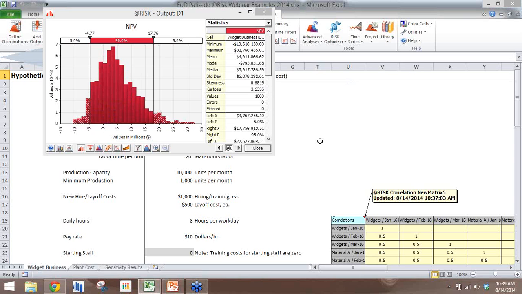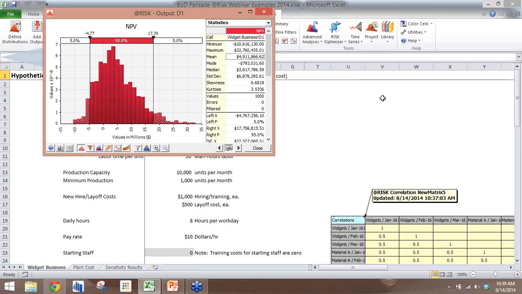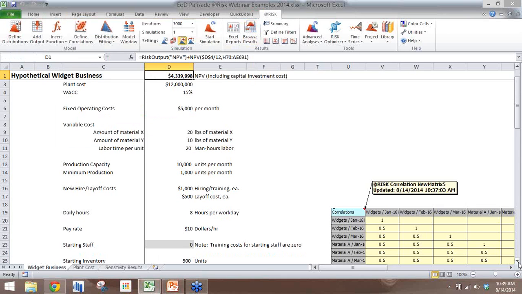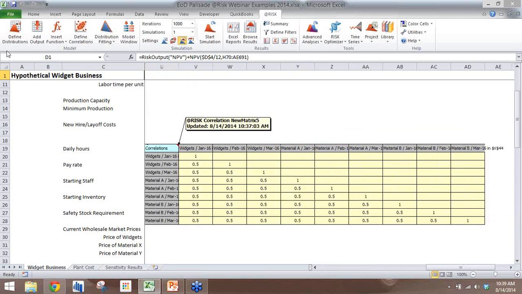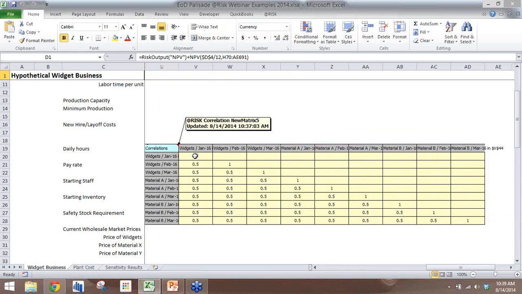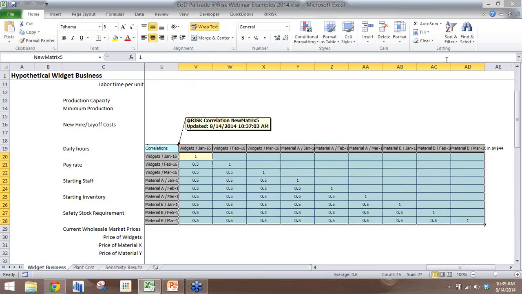Now, if this is what I now believe for the correlations of these key variables, I now have a mean of 4.9 million. And so in this case, with the values being correlated in this manner, it actually drives down the expected value of this particular business. I'm going to go back here and change these back.